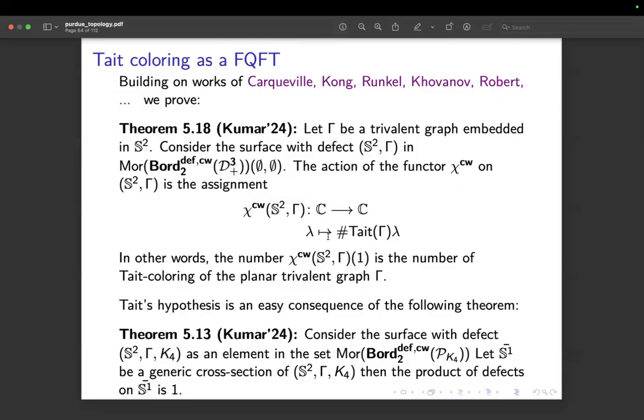And it says that suppose you have a sphere graph, a trivalent graph sitting on a sphere, and you colored it successfully by 3 colors, and then you chop it off like the picture above and take a generic cross section. Then the product of defects has to be 1. And you can see that Tait's hypothesis will be proved easily from this.